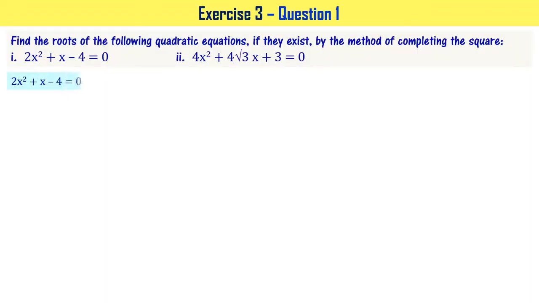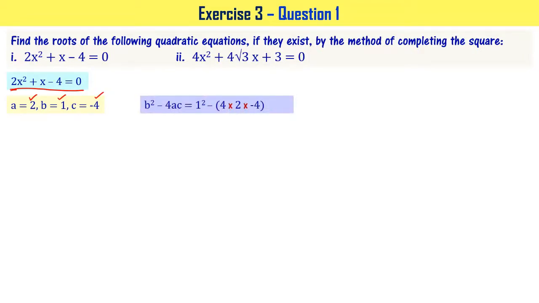And the first problem is 2x square plus x minus 4 equal to 0, right? When you see this equation, you say that coefficient of x square is 2, that is a, b is 1, and c is equal to minus 4. When you compare the given equation with ax square plus bx plus c equal to 0, you say that a equal to 2, b equal to 1, and c equal to minus 4, right? Now let's find the value of b square minus 4ac.